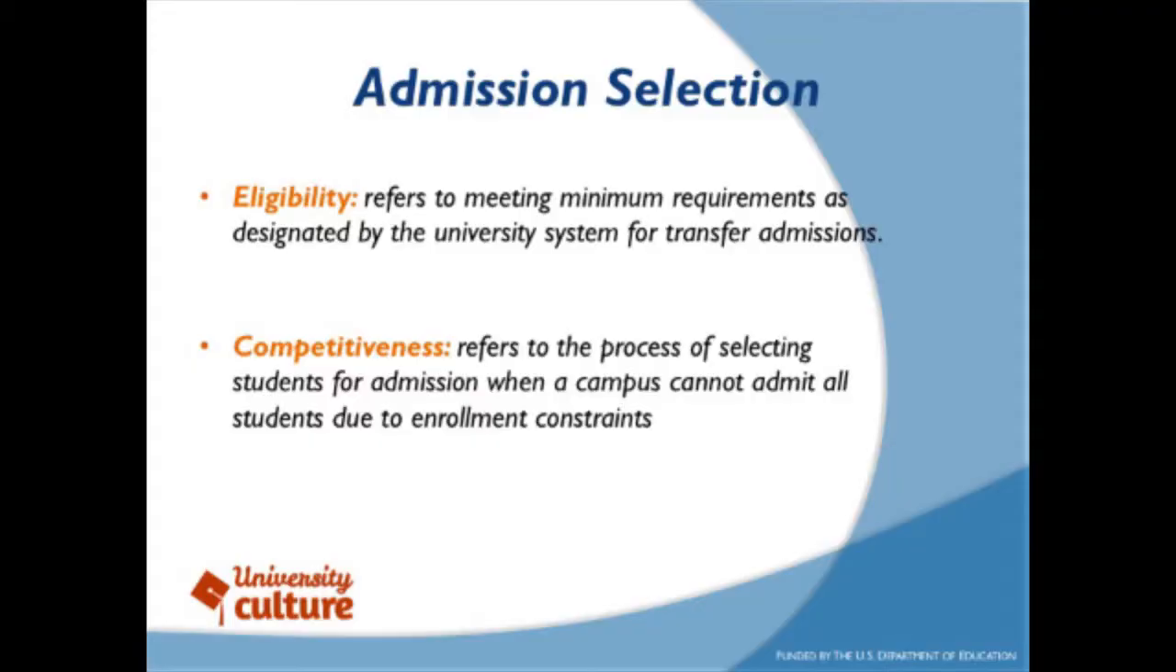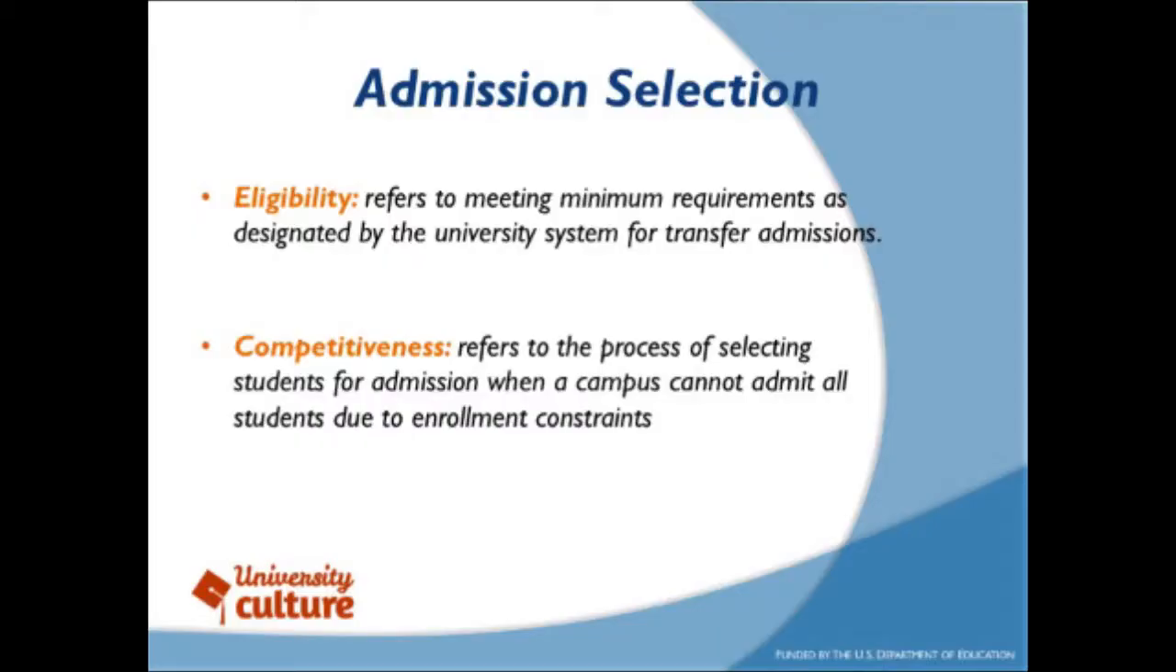Admission selection is a two-step process consisting of eligibility and competitiveness. First is eligibility. It refers to the minimum requirements as designated by the university system for transfer admissions. Eligibility generally consists of academic factors. Second, competitiveness refers to the process of selecting students for admission when a campus cannot admit all students due to enrollment constraints. Visit university websites and look at admission profiles. This will give you a picture of what kinds of applicants are being admitted to specific majors.